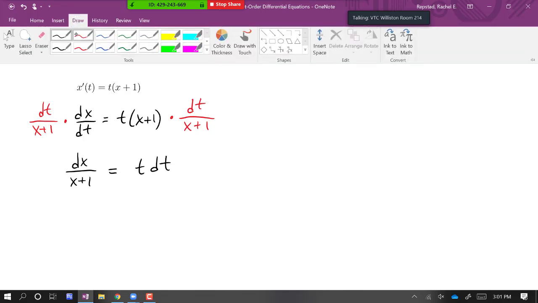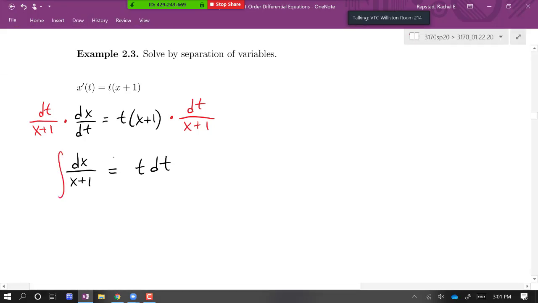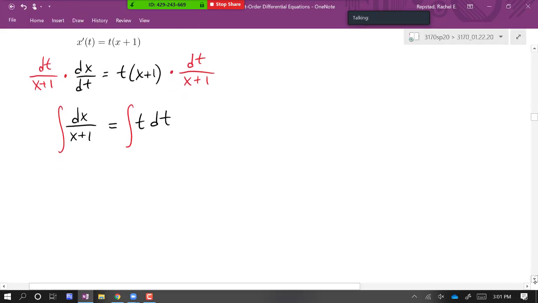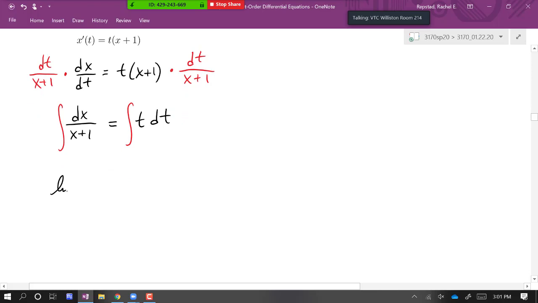Now that they're separated, let's see if we can integrate. What do we get on the left? Yeah, good. Ln of absolute value of x plus 1. How about on the other side? One half t squared, and then plus a constant.